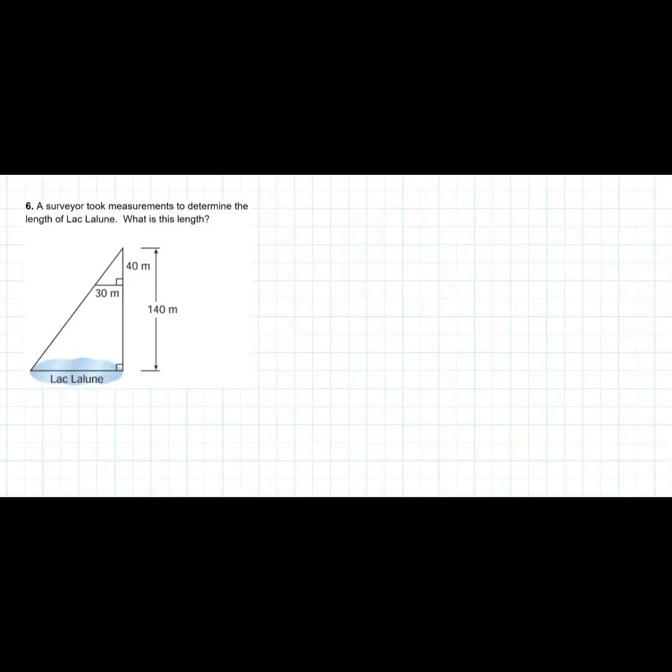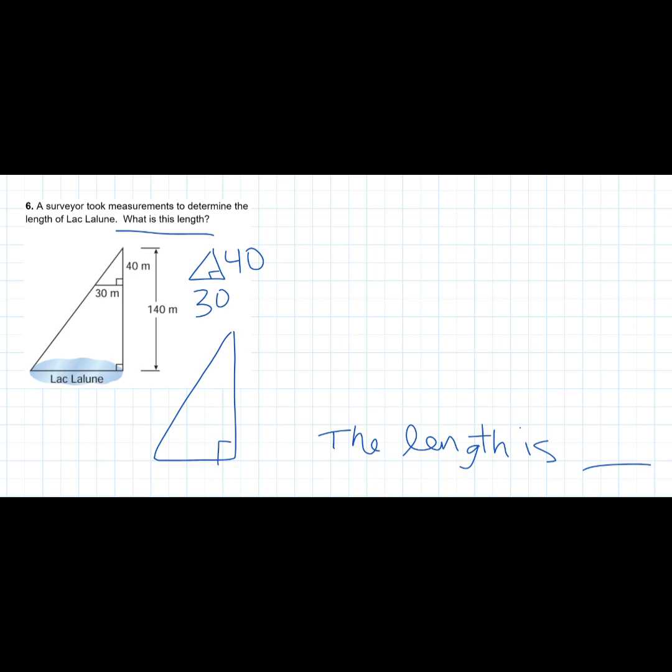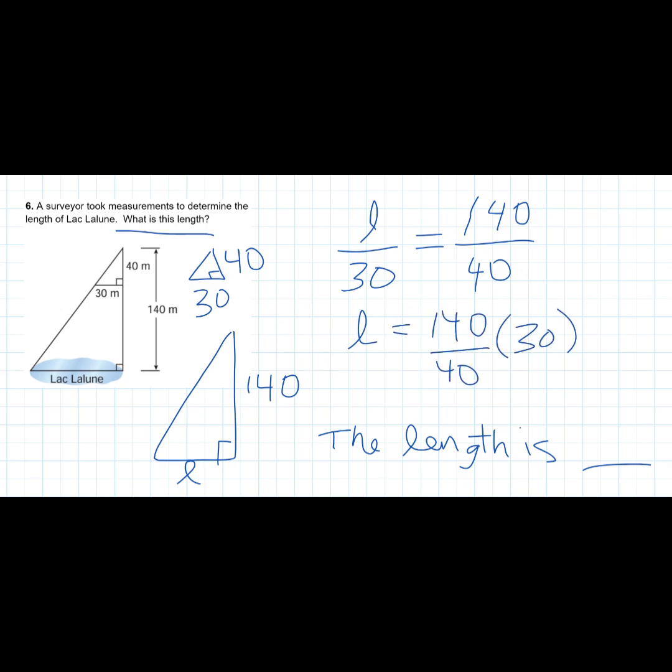I need to find the length of the lake. Luckily, I can use two similar triangles to figure it out. If you can't see the two triangles, sometimes it's better to break it up. I have the small triangle, which is 40 and 30, and the bigger triangle, which has 140 meters by, well, the unknown. I set up the proportion again. The length and its corresponding side, 30, is equal to 140 divided by 40. I solve this by dividing and then multiplying. When I calculate this, I find that the length of the lake is 105 meters.